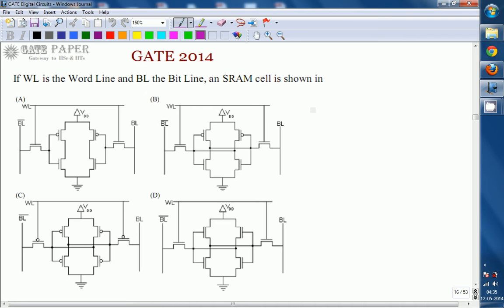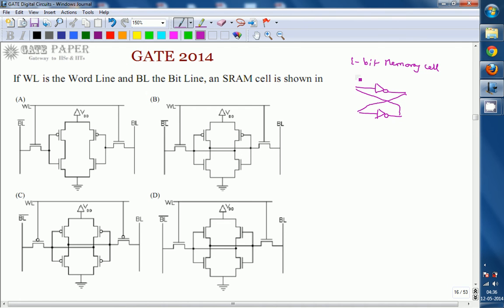The diagram is for a 1 bit static RAM cell, that is, a 1 bit memory cell. Generally, we know that a 1 bit memory cell can be implemented with two inverters in cross coupling like this. There are two inverters, and if you cross couple them, it implements a memory.